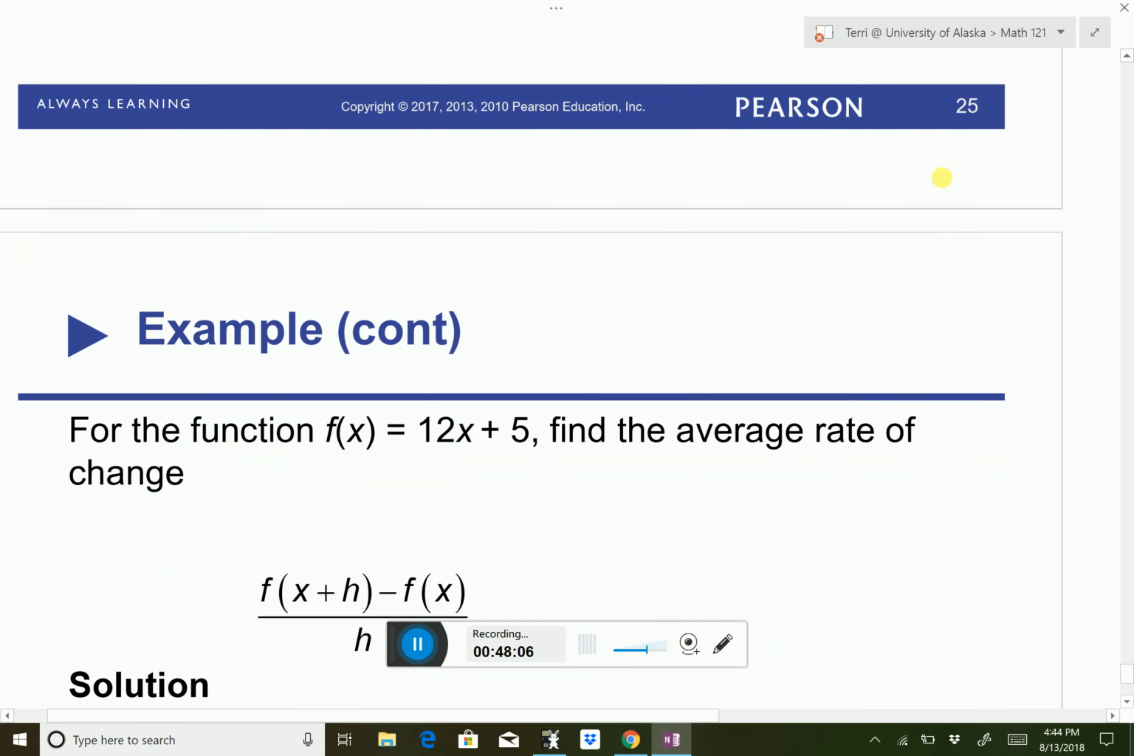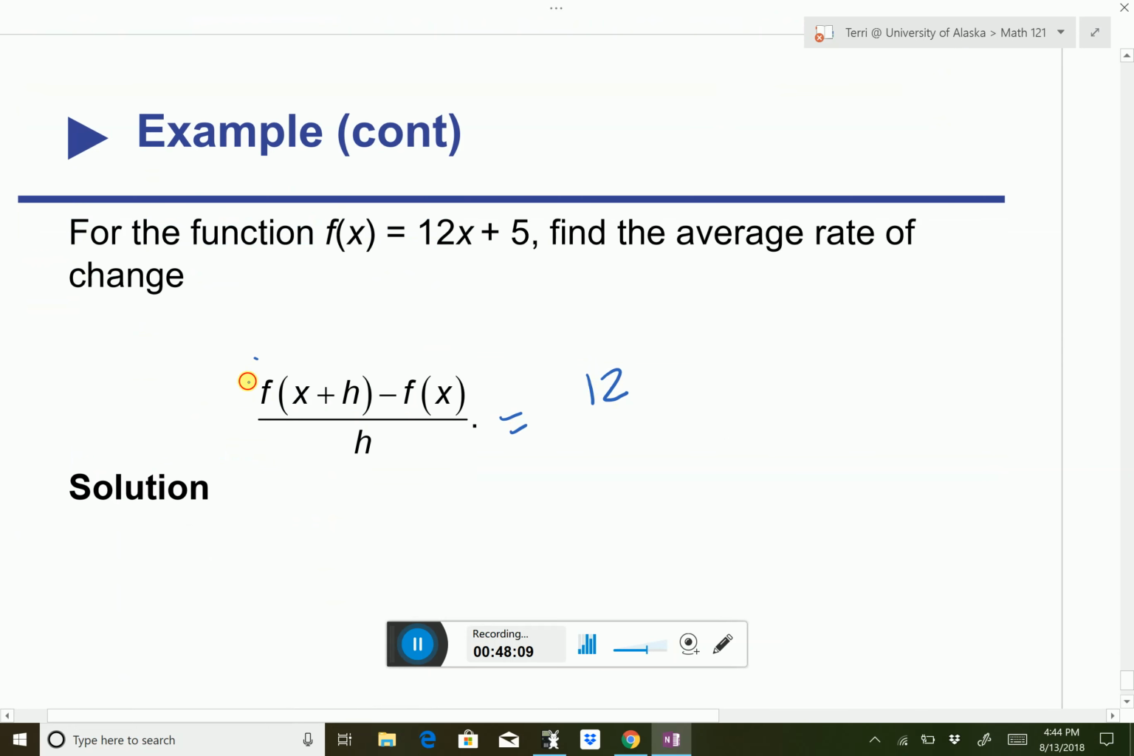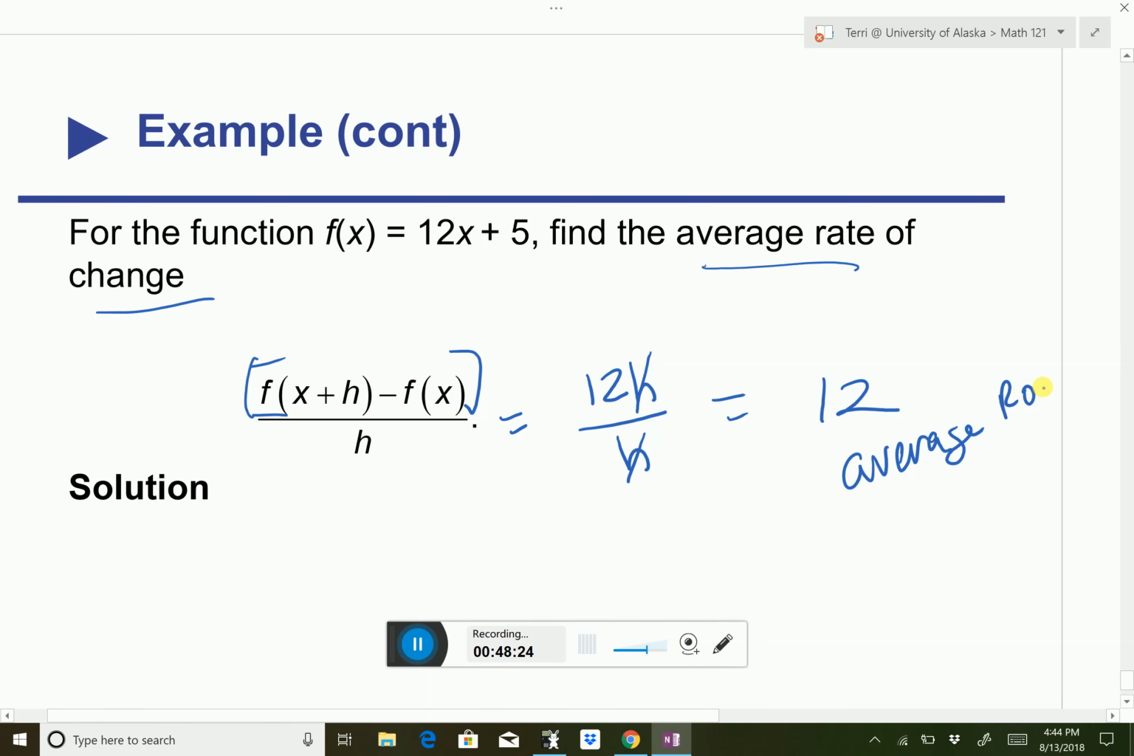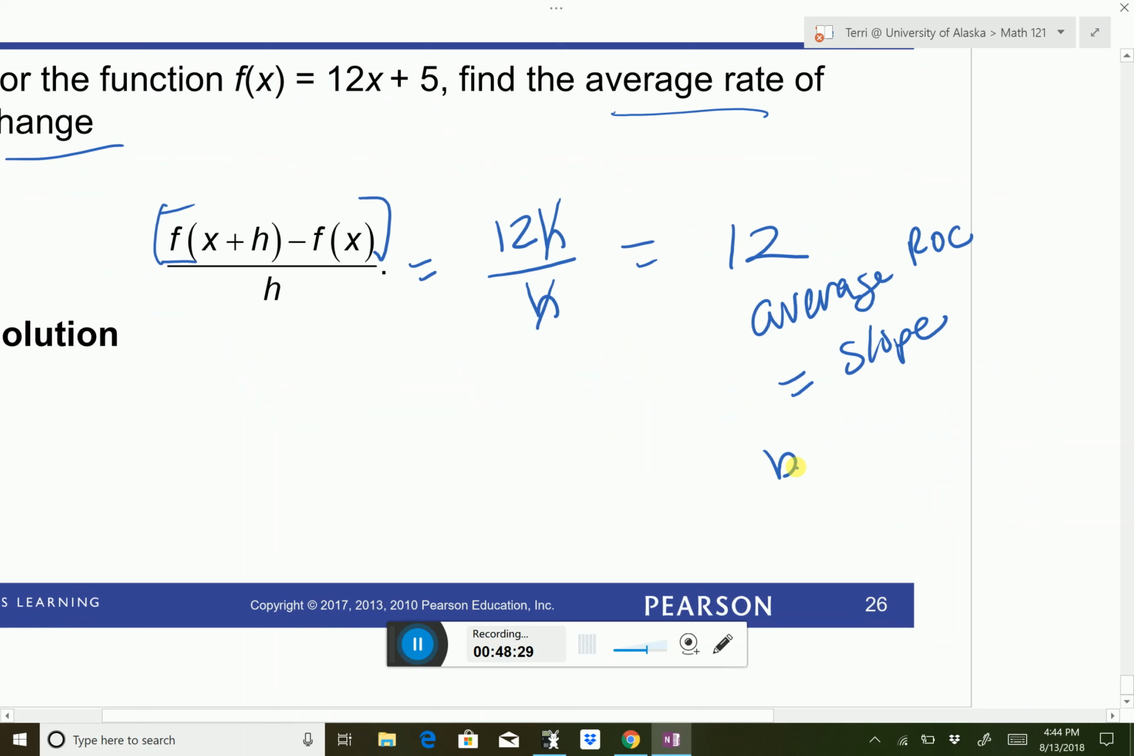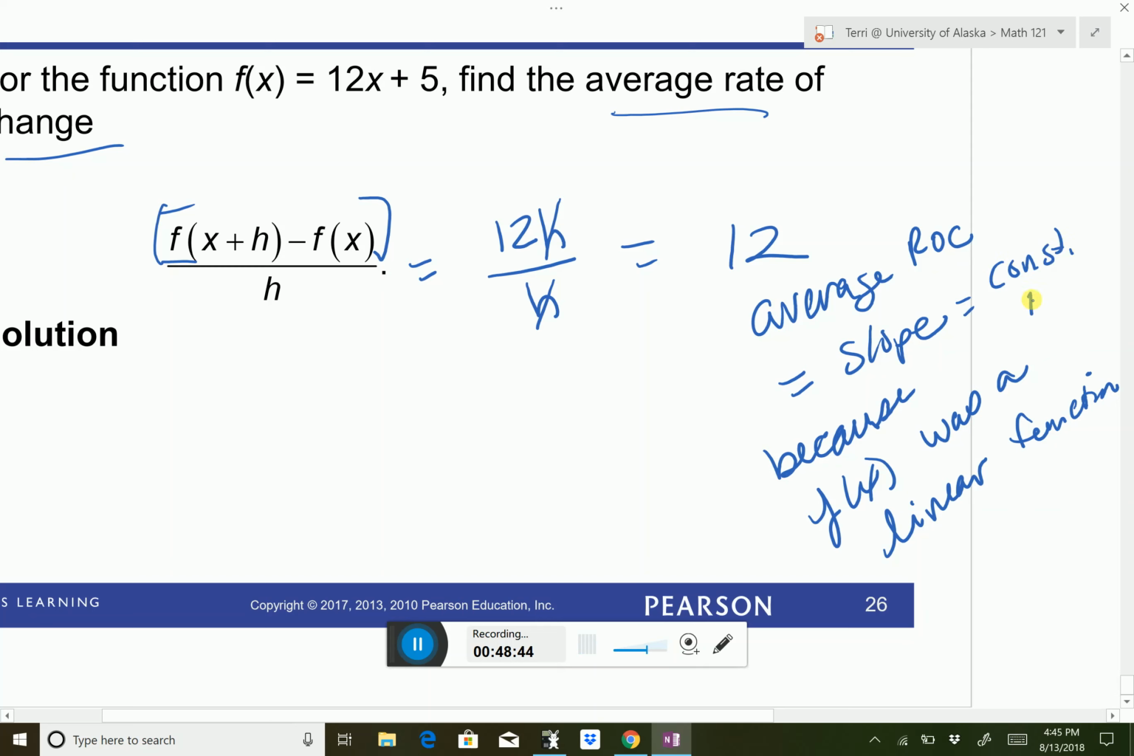So now let's put that over h. So we know all of this is equal to 12h over h. Cancel my h's, I get 12. Oh, wait a minute. So that is my average rate of change is equal to my slope. And why is that true? Because my f of x was a linear function. Since it's a constant rate of change, my average rate of change is my slope. It's all the same.